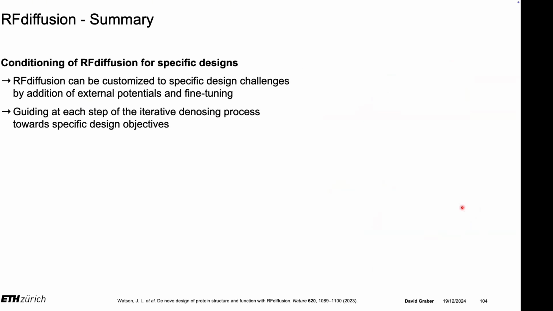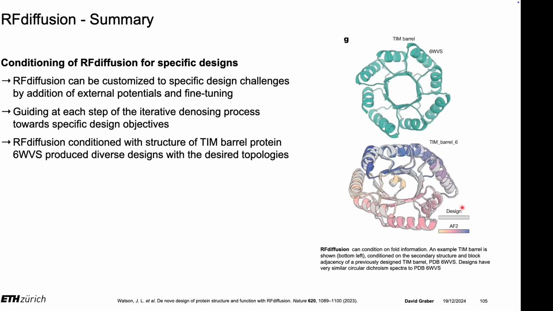Another interesting aspect of this model is that it can be conditioned, customized to specific design challenges, for example by adding external potentials. This is kind of like a guiding of the denoising trajectory at each step towards a specific design objective. The authors of RF diffusion showed this by conditioning RF diffusion with the structure of a TIM barrel protein, a protein that has this overall topology that you can see here. And then they could generate diverse designs that had this rough overall topology.